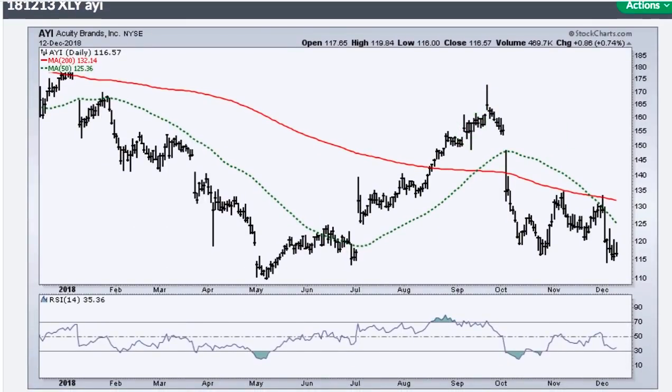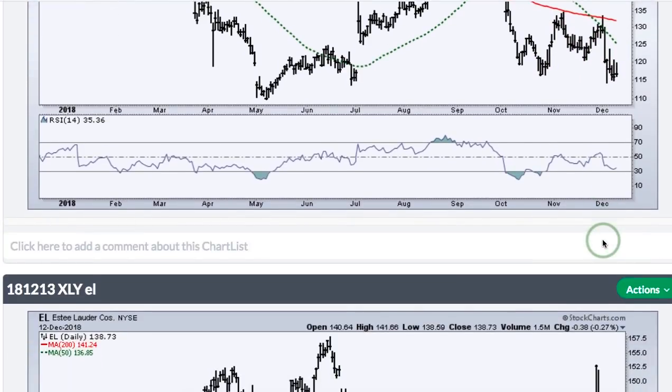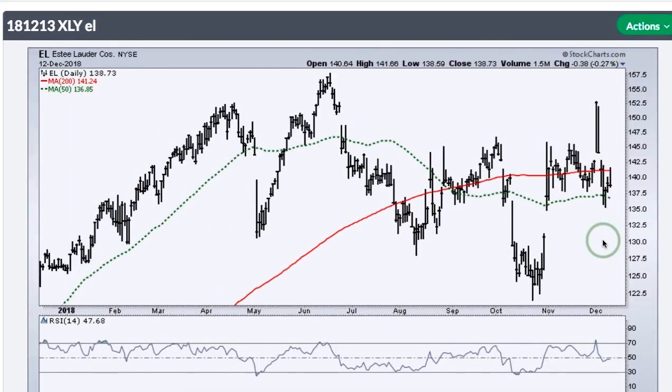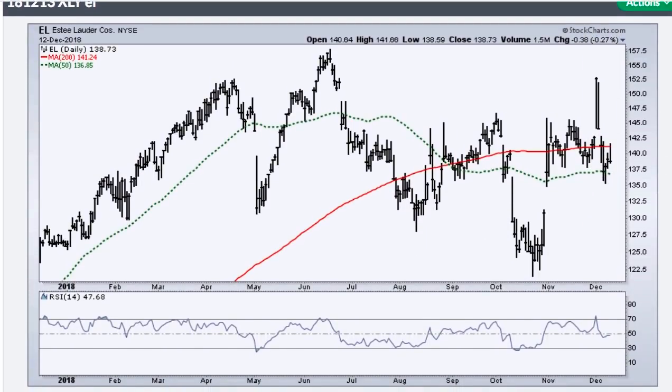Acuity Brands, there you can see a triangle consolidation and a breakdown. And Estee Lauder is kind of interesting here because they have this big island reversal. You can see the gap up and the gap down, and it looks like it is ready to continue lower.